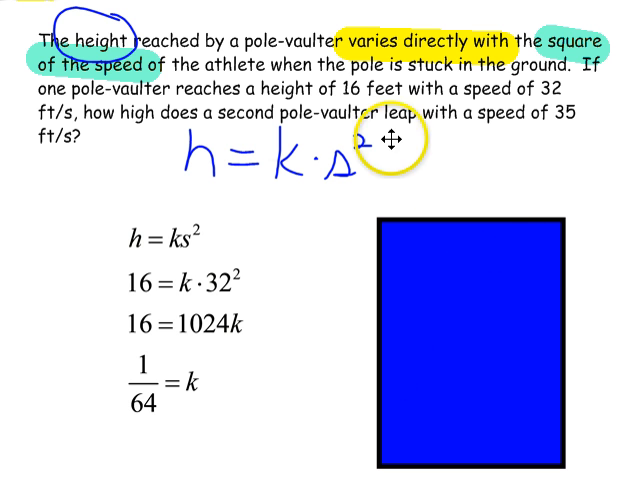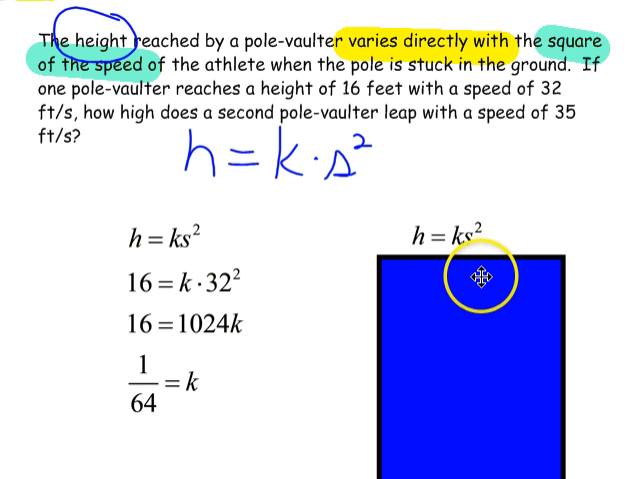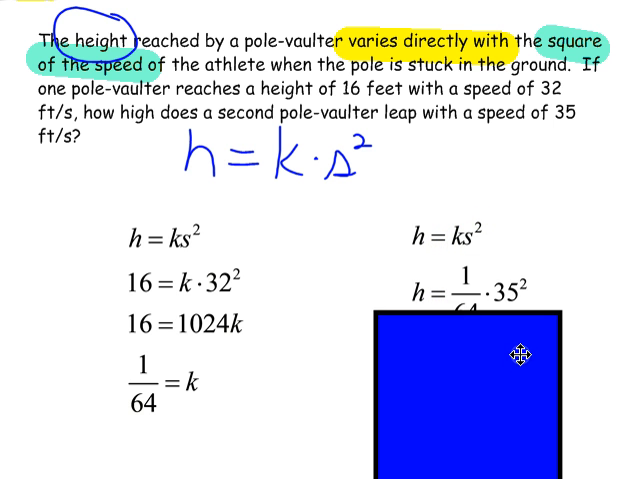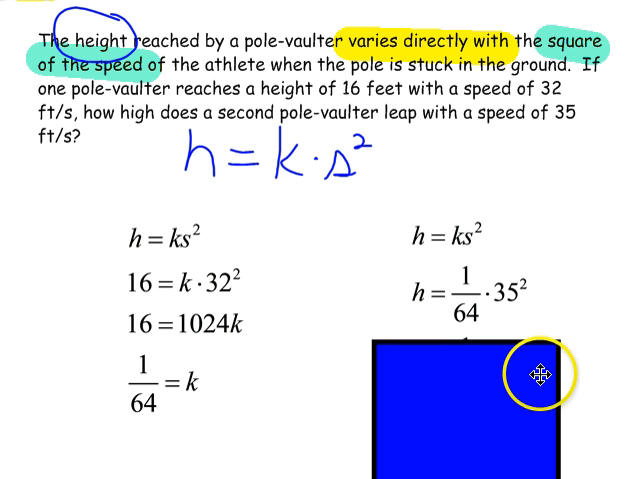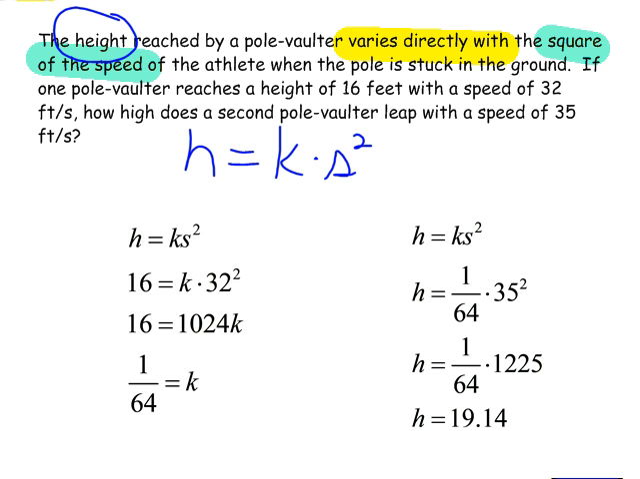Okay, now that we have the constant, we can work on our second pole vaulter. We know that he has a speed of 35 feet per second. So we're going to go back to our original equation, and now that we know k, we're going to input 1/64 for k, and we know their speed is 35 feet per second. We're going to plug in both of those pieces of information. Order of operations says we have to do exponents before we multiply, so 35 squared is 1,225, and times 1/64 is about 19.14. And so our second pole vaulter will jump to a height of 19.14 feet.